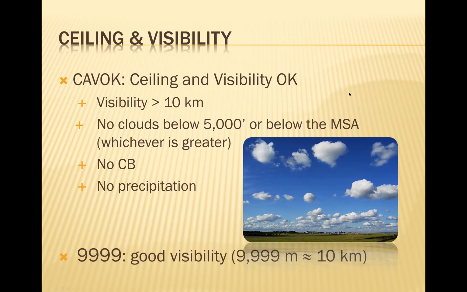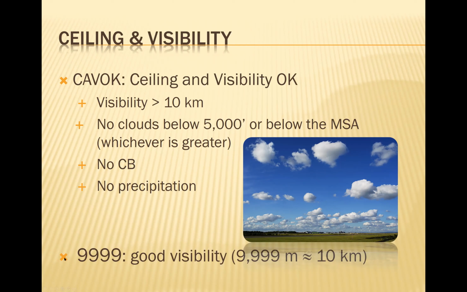CAVOK means ceiling and visibility okay. I'm sure you've seen it before. In ICAO rules, it means visibility is over 10 kilometers. So CAVOK, to me, CAVOK is CAVOK. It means good weather, good visibility, but it could be kilometers. No clouds are below 5,000 feet or below the MSA, which is nice. No cumulonimbus, no precip.